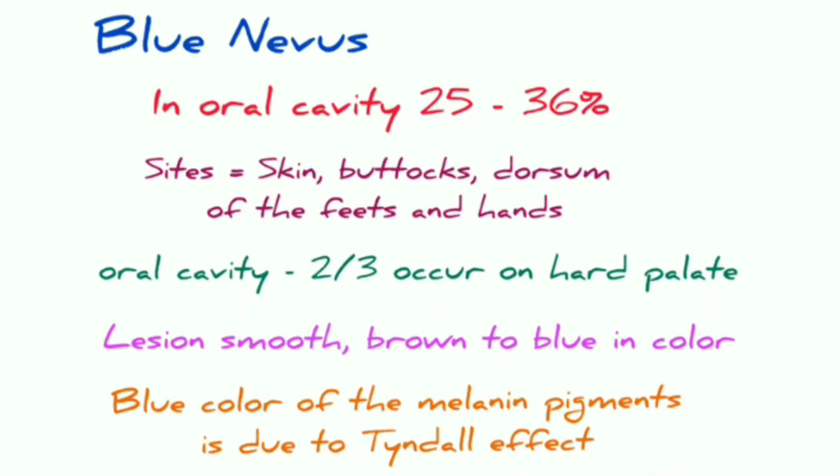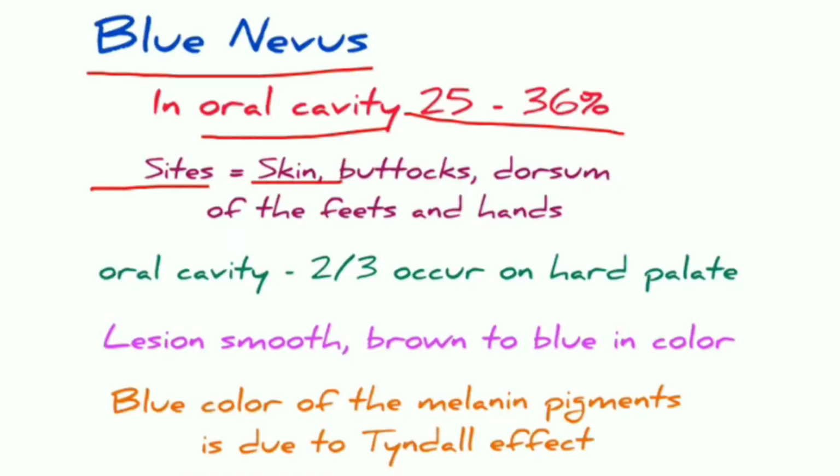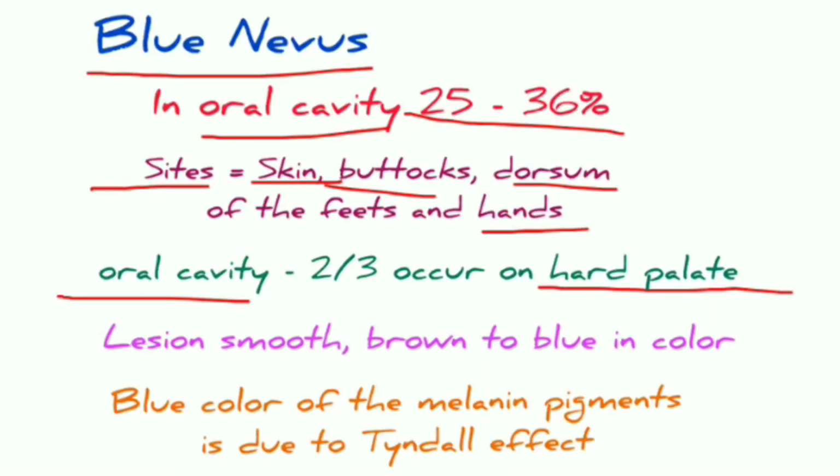Now let us see what is blue nevus. As the name indicates, it is going to be blue in color, and it occurs in the oral cavity in 25 to 36% of cases. Sites are usually skin, buttock, and dorsum of the feet and hands. In the oral cavity, two thirds of the lesions occur on the hard palate. Lesions are usually smooth, brown to blue in color.